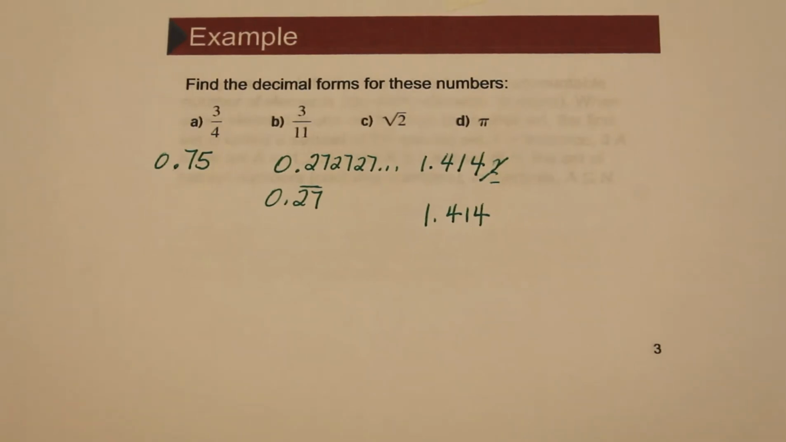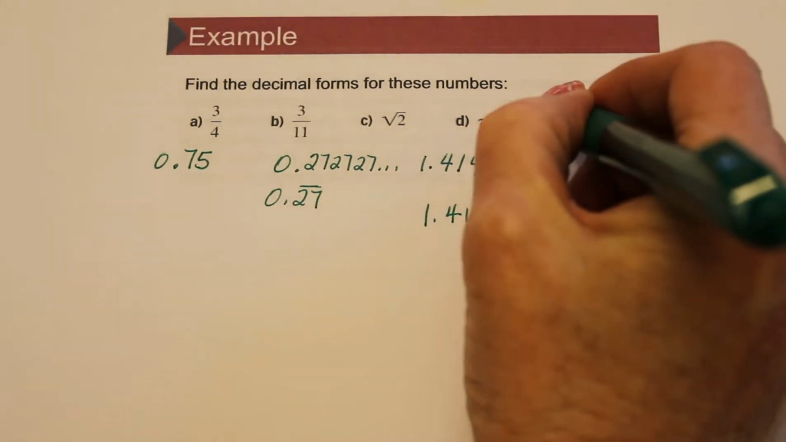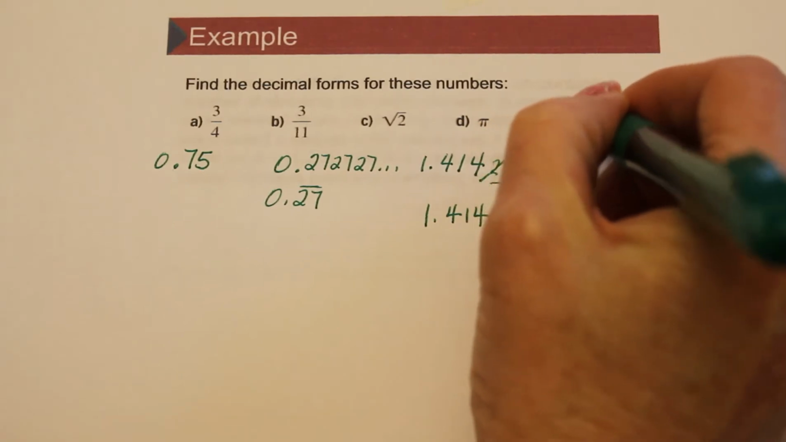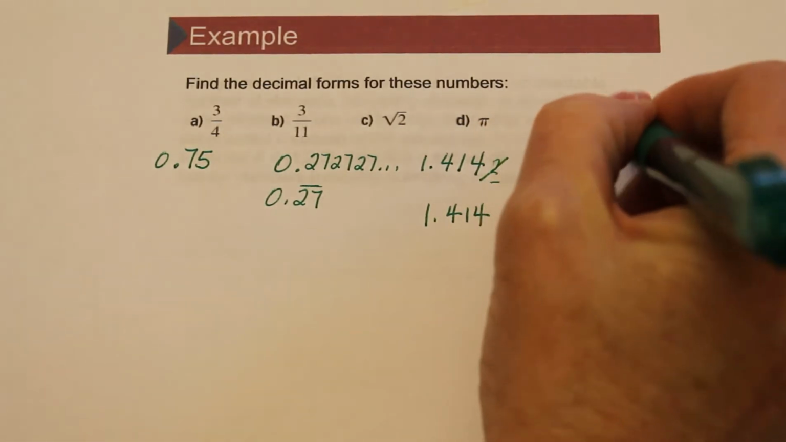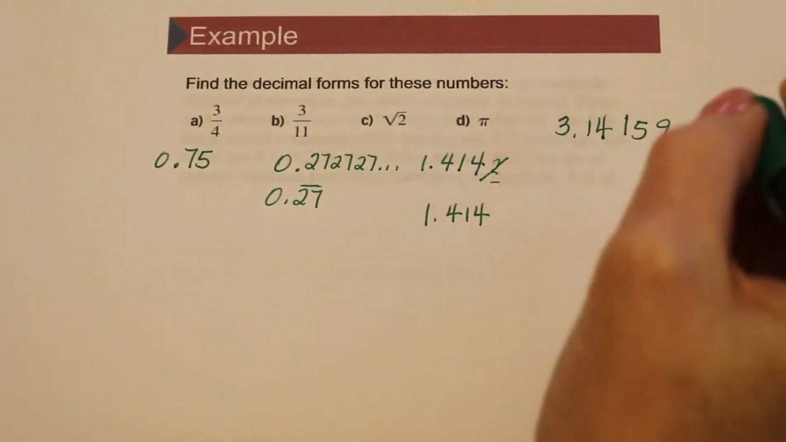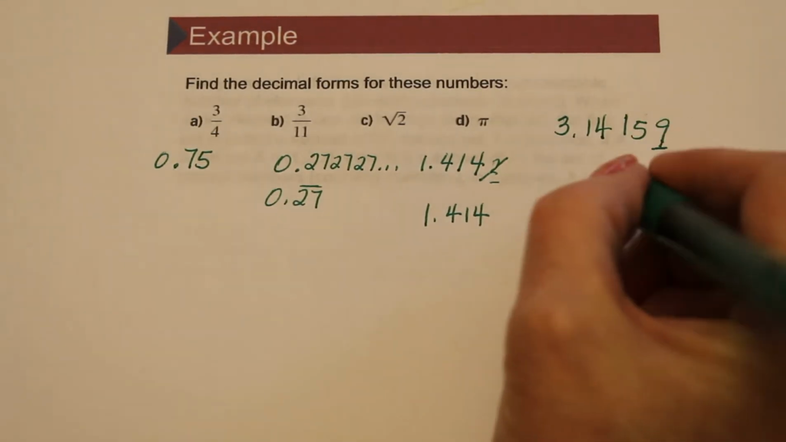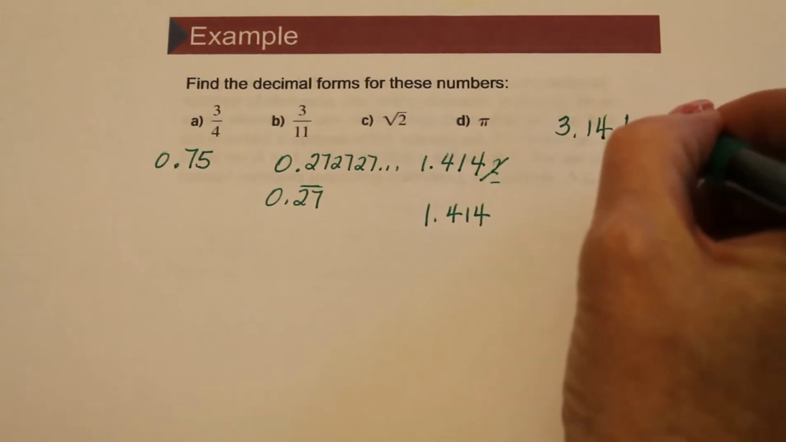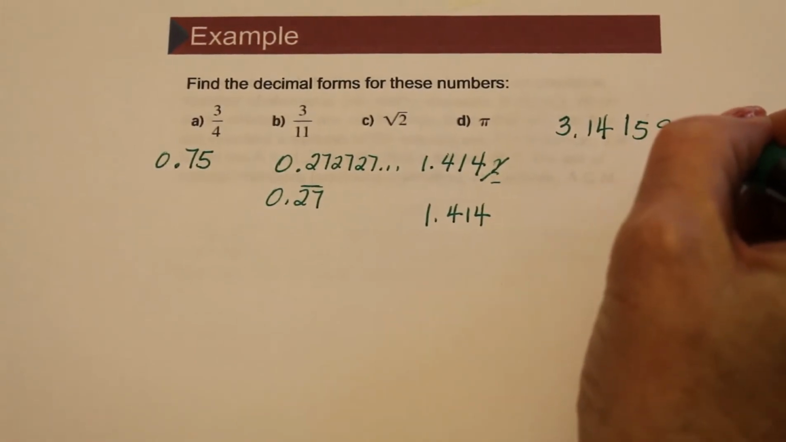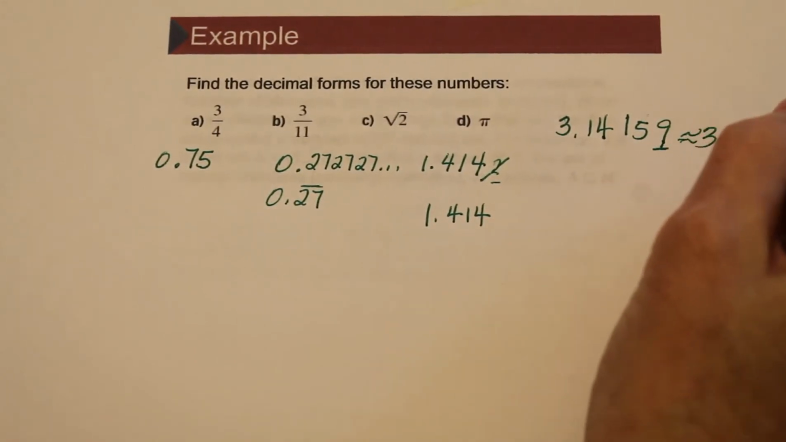And then pi. Make sure you can find the pi button on your calculator. Again, this does not terminate or repeat. That would be 3.14159, and since the number after this 5 is 5 or greater, if we wanted to round that, we would say that's approximately 3.1416.